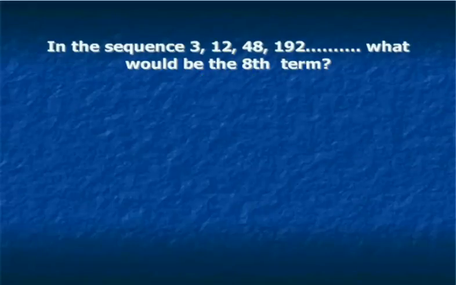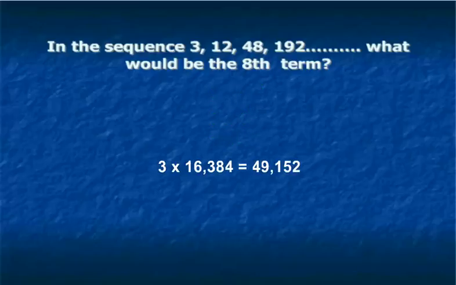Once we've determined that our ratio is 4, we now apply that to the formula of 3, the first term in the sequence, times 4 to the n minus 1. Again, the n minus 1 eliminates that first term. That takes us then to 3 times 4 to the 8 minus 1, or 3 times 4 to the 7th, which is 3 times 16,384, which gives us a final value of 49,152.